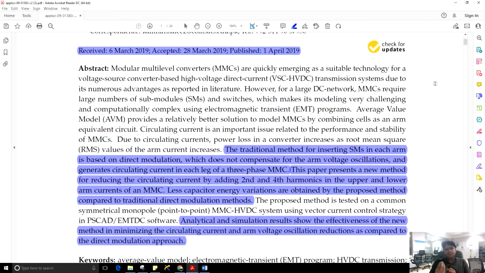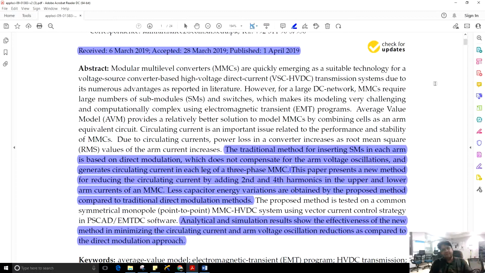Now, detailed switch modeling is considered to be most accurate and is used as a reference model to validate other models. It accurately represents the switching dynamics. But the drawback of detailed switch modeling DSM is that it requires higher computational burden and it reduces the simulation time step. So EMT simulation slows down if you use detailed switch modeling.